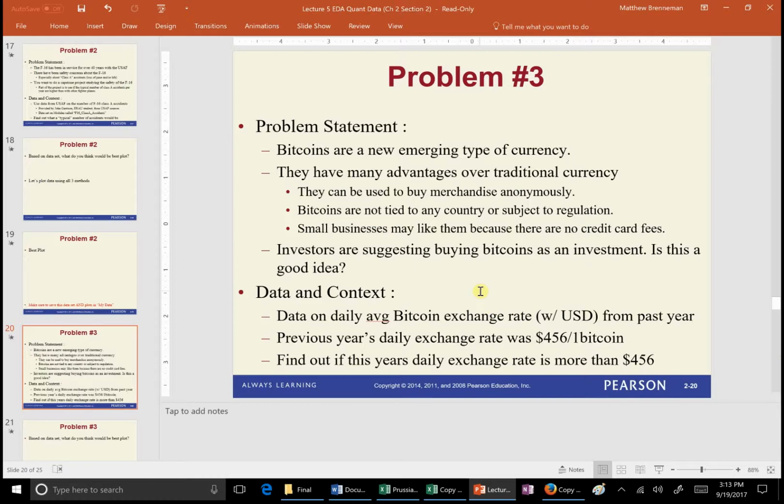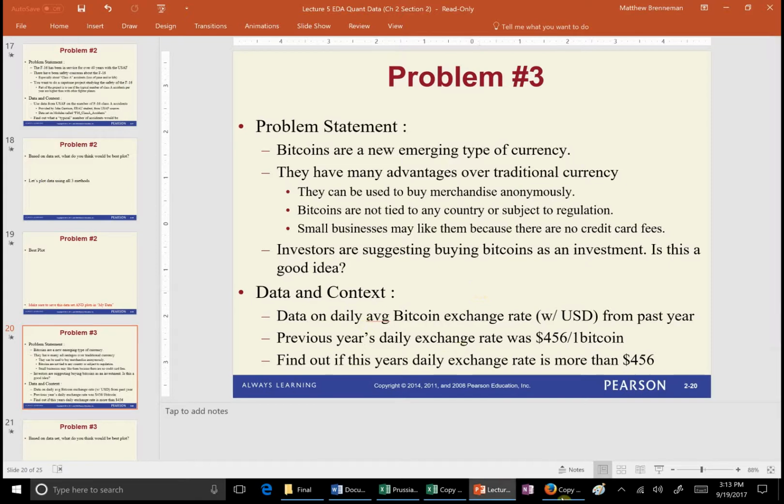Okay, last data set. We're going to look at Bitcoin. So everyone knows about Bitcoin. It's electronic currency, has a lot of advantages, okay? And the thing about Bitcoin is that it's really increased in value the last couple of years. So you might want to know, for example, is it a good idea to buy as an investment? Not because you're interested in actually using it, but just purely as an investment. So what I've done is I've collected a sample of the exchange rates in this past year. The year before that, the exchange rate was $456. We might want to know, is this past year a lot higher than 456?